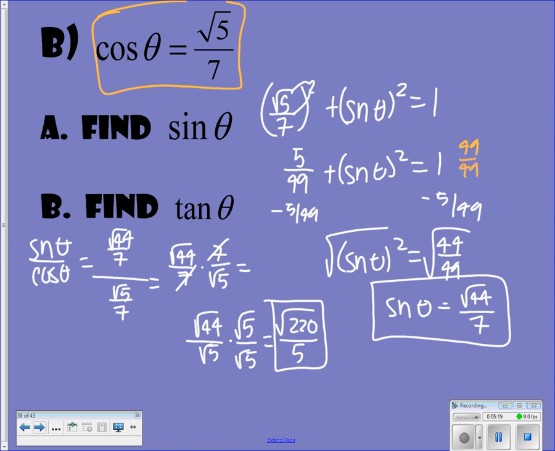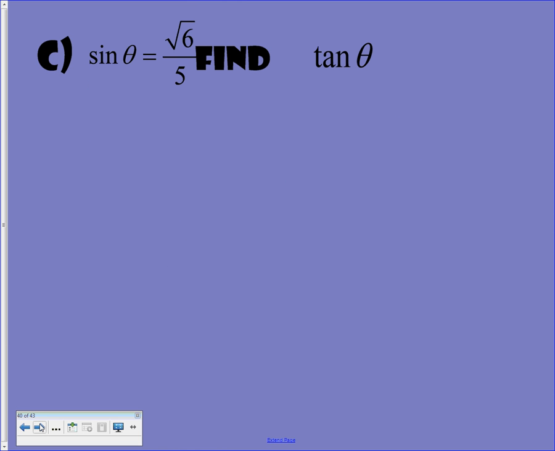Now I know that last semester we would have simplified that, but right now we're not worried about that, so all I need you to do is just leave it and rationalize it. There are a lot of steps here, so make sure that you're taking good notes about what I'm saying and what you're doing so that you can follow it again later, or ask me more questions at a later time. And then part C, sine of theta equals square root of 6 over 5, find the tangent.